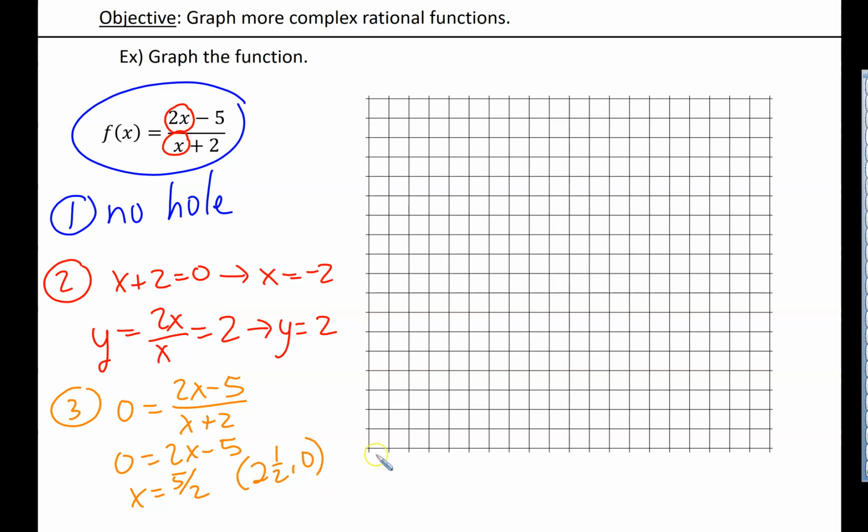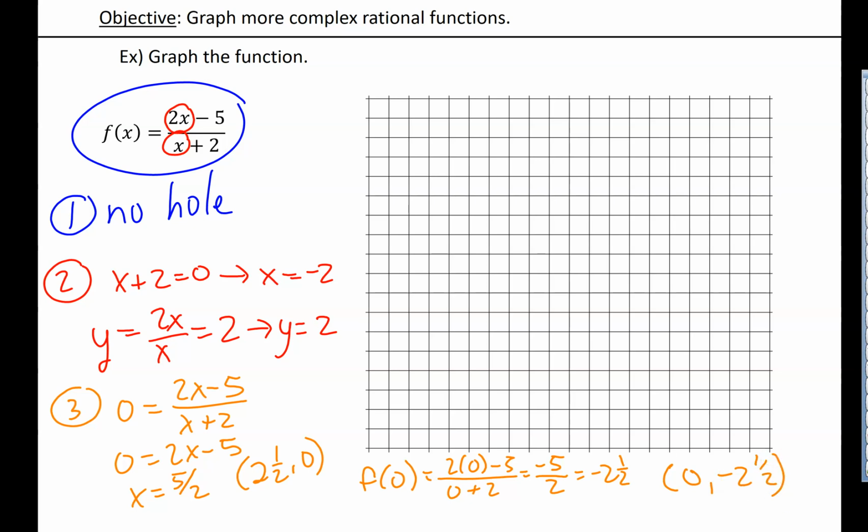And then my y-intercept would be f of 0, which would be (2 times 0 minus 5) over (0 plus 2), which would be -5 over 2, or -2.5. And so our y-intercept is (0, -2.5).